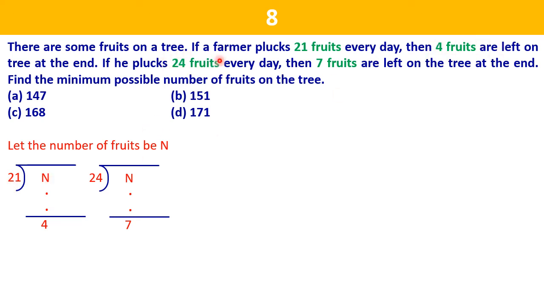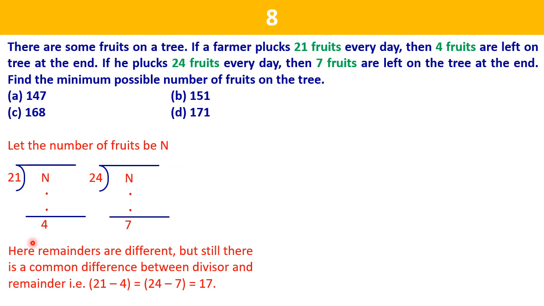And if he plucks 24 fruits every day, that is, if we divide n by 24, 7 is the remainder that is left. So here the remainders are different, but still there is a common difference between divisor and remainder. If I take 21 minus 4 and 24 minus 7, the common difference is 17. So this is LCM model 2. The remainders are different, but there is a common difference between divisor and remainder. So here we can find n as LCM of 21 and 24 into k minus the common difference.